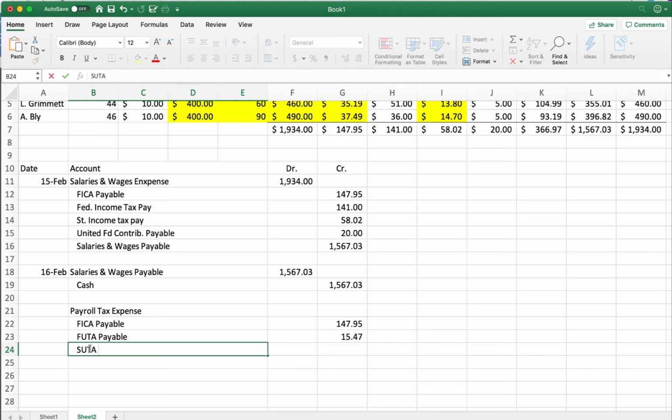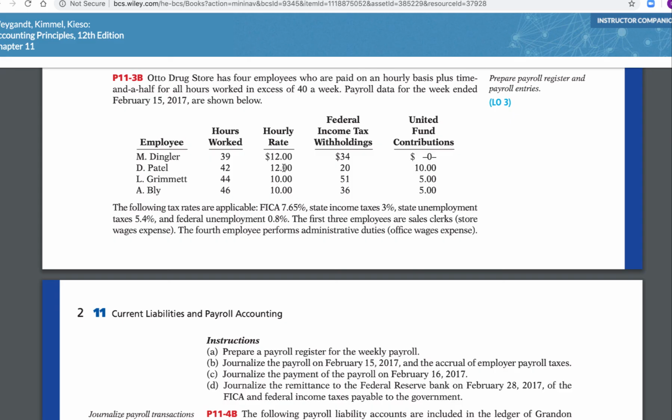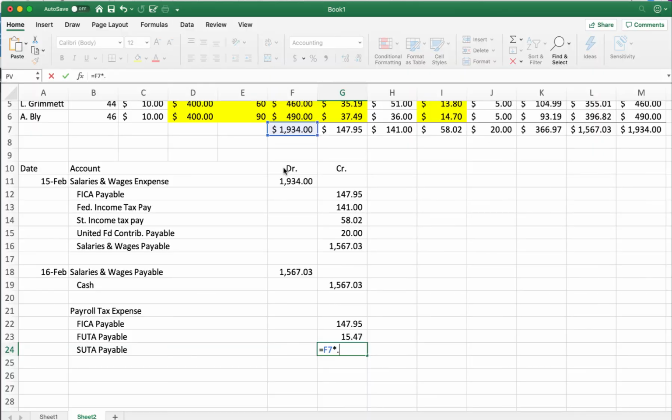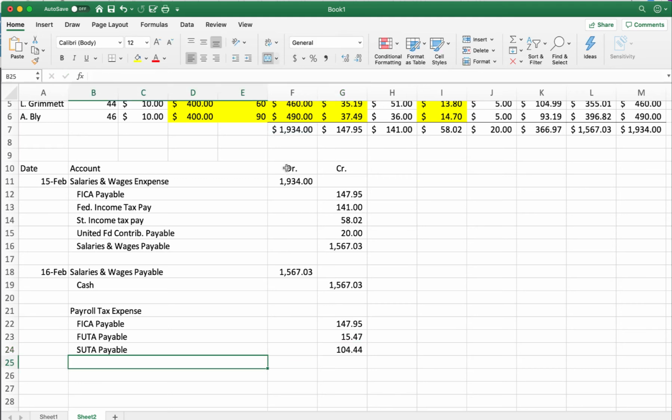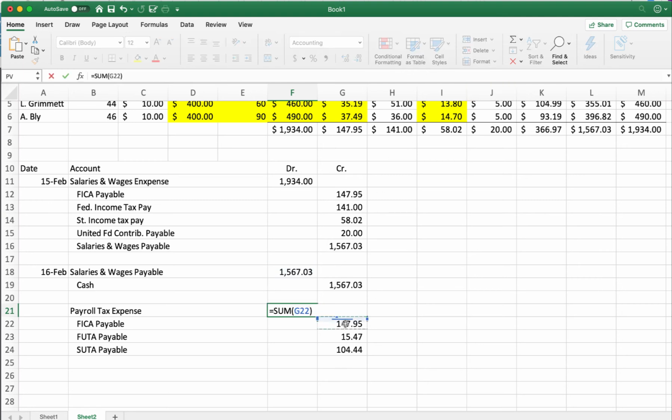I need to do SUTA as well, the state unemployment tax. I'm going to abbreviate and say SUTA payable. Well, that's easy. I pay it on the gross wages. The problem tells me that it is 5.4%, so 0.054. I get $104.44. So what is my total payroll expense for the employer? Well, I just have to add all these up. If I add all those up, it equals $267.86. So, just to make it easier, I'm just going to auto sum these. Boom. Okay.